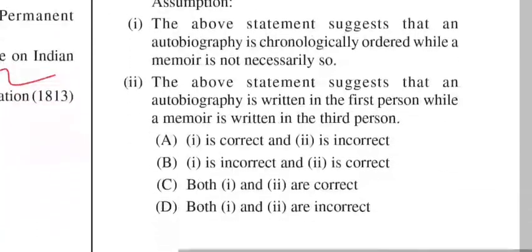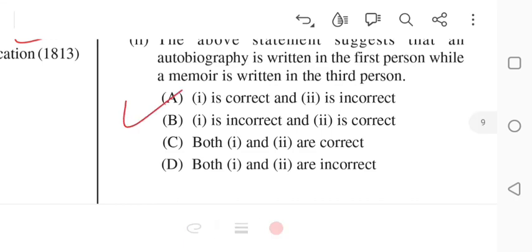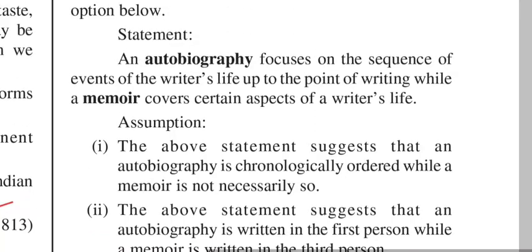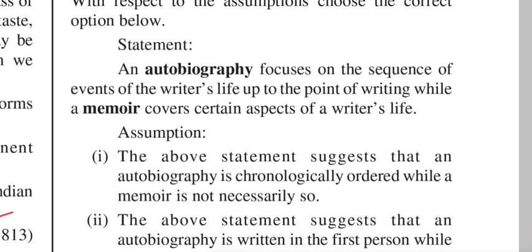59, the correct answer is A. That means one is correct, but two is incorrect. One, the above statement suggests that an autobiography is chronologically ordered while a memoir is not necessarily so. This is correct.